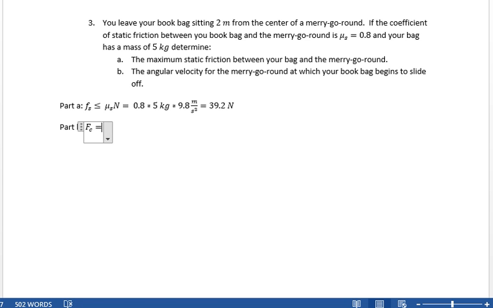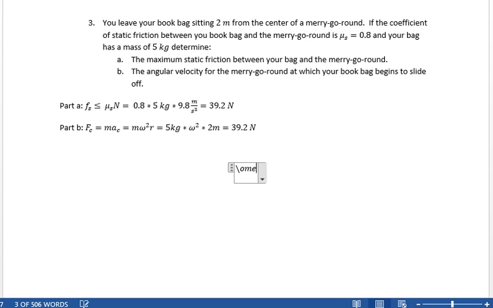is, what is it? Let me back up a second, it's m times the centripetal acceleration, and the centripetal acceleration is omega squared r. All right? So we have 5 kilograms times omega squared, right, times 2 meters equals 39.2 newtons.